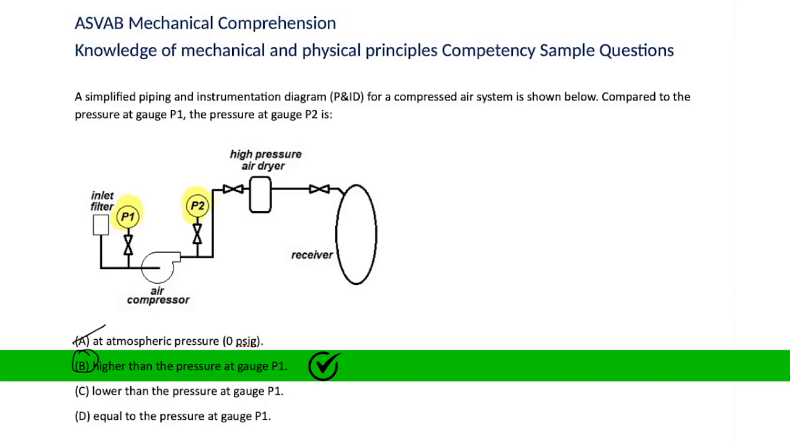That would be true if pressure were being reduced, but the compressor is designed to increase pressure, not decrease it. Answer D says the pressures are equal. Since the compressor raises the pressure of the air as it moves through the system, the two gauges cannot reach the same pressure during normal operation. So the correct answer is B, higher than the pressure at gauge P1.